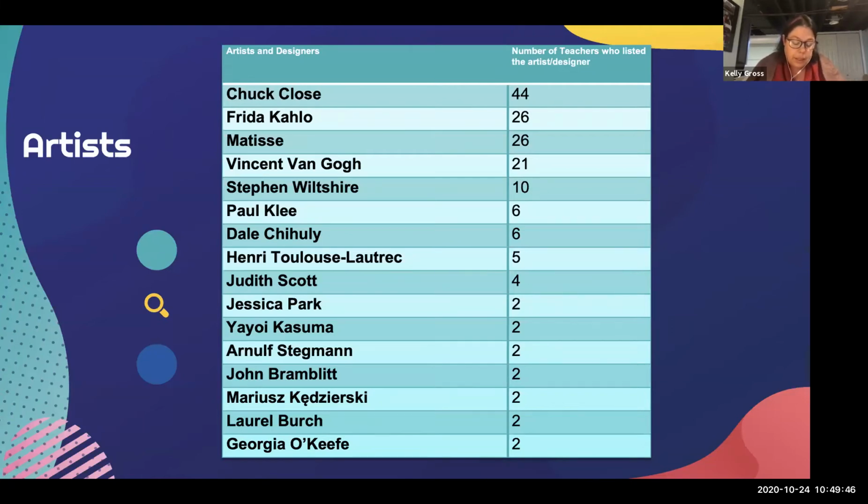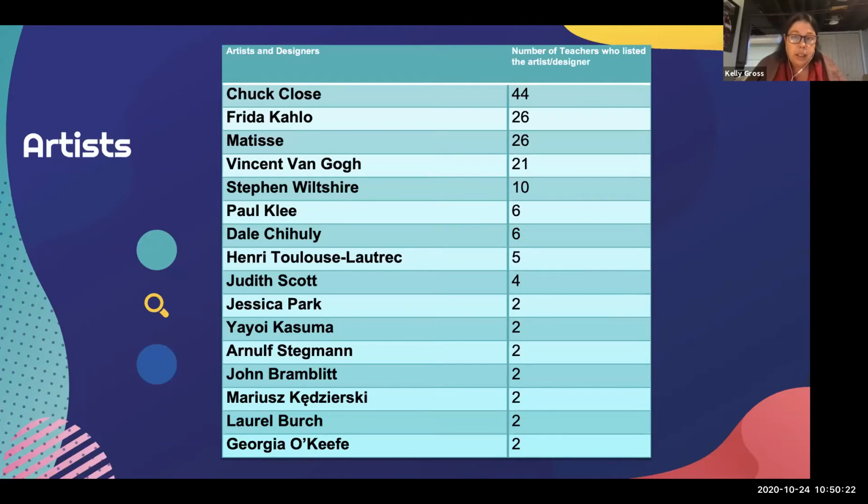When asked to identify artists with disabilities that they included as part of their curriculum, teachers overwhelmingly identified Chuck Close as the most frequently included artist. The artist list included artists with physical disabilities, vision impairments, ASD, learning disabilities, and mental health illness. These artists create in a wide range of media. Another 35 artists beyond the list on this slide were also uniquely identified by teachers as artists or designers with disabilities they included as part of their curriculum.